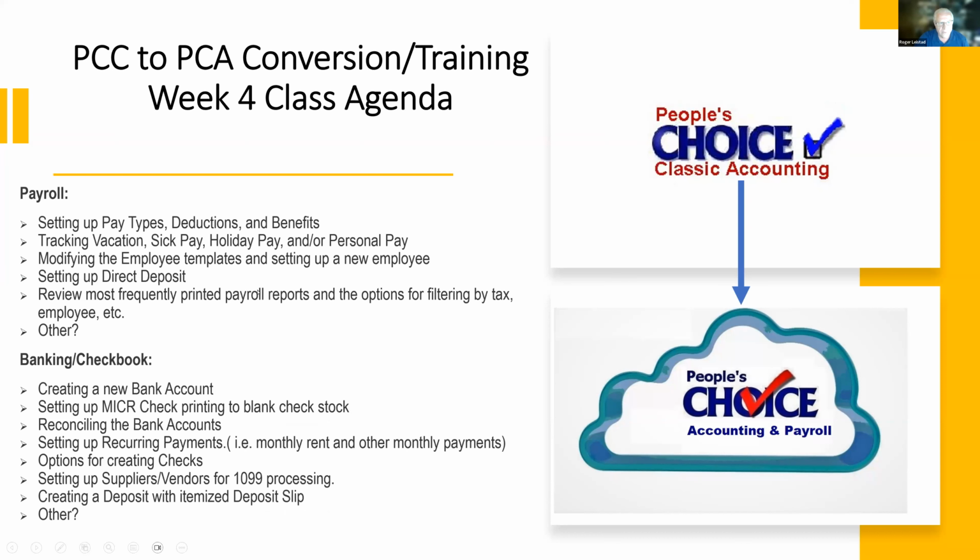We'll first go over those first two that are there. We have payroll, setting up pay types, deductions, benefits. We have all these items here. And I'm going to leave it to the class to say, hey, I would like to see some more information on one of those topics. Or if you have something I didn't list, let's try to keep it within the payroll banking part of it. And then the next section will be in the accounts receivable part of it.